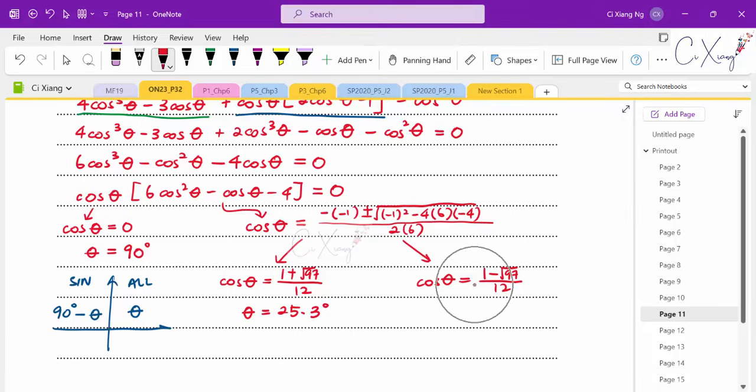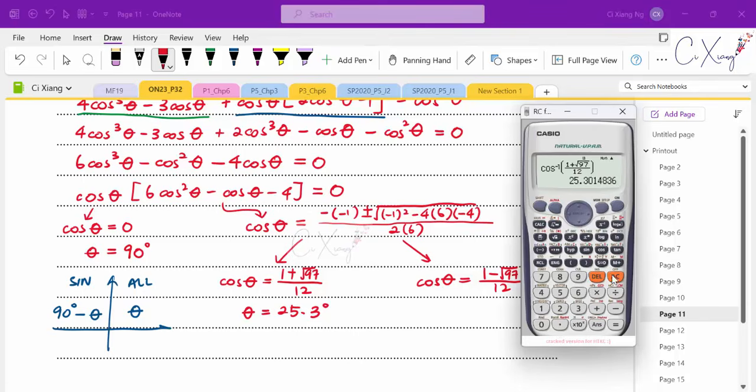Then how about for this second value here, 1 minus square root 97 over 12? So you take 1 minus square root 97 over 12. Try to observe the value. You can see that it is a negative value. To get the basic angle, what I do is I always make it become positive. Then I will take cos inverse for the basic angle. So cos inverse of the answer, you'll get 42.5 as a basic angle.